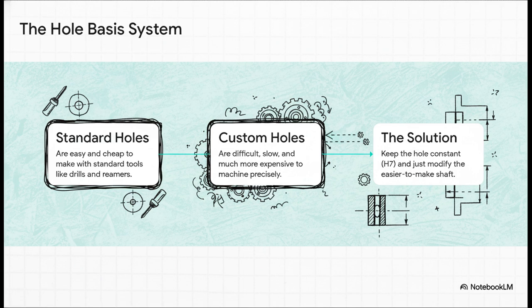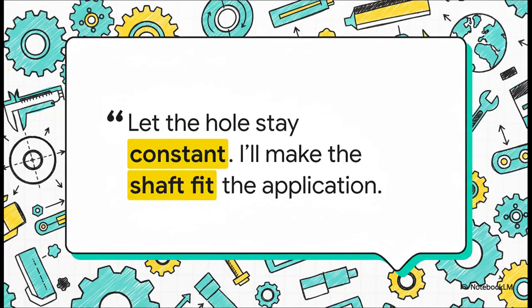See, making a precise, standard-sized hole is pretty straightforward with tools like drills and reamers, but making a custom-sized hole, that gets difficult and expensive fast. On the flip side, turning a shaft down to a very, very specific diameter is actually pretty easy on a lathe, so engineers came up with this brilliant hack. They basically said, let's just agree on a standard, predictable hole size, that's our H7, and we'll just change the size of the shaft to get whatever fit we need. If you want a clearance fit, just make the shaft a little smaller. If you want an interference fit, make it a little bigger. This one principle simplifies manufacturing like you wouldn't believe and just slashes costs.